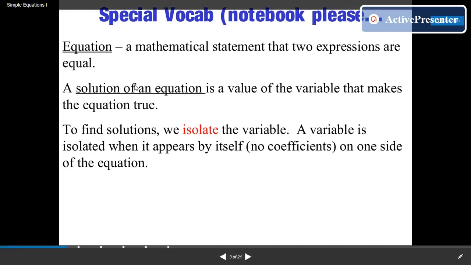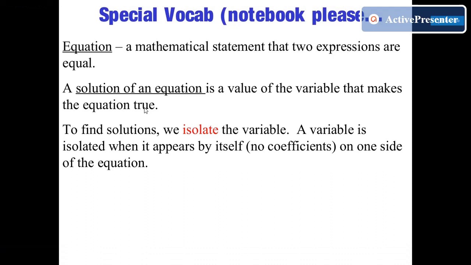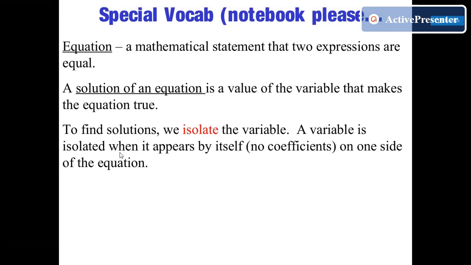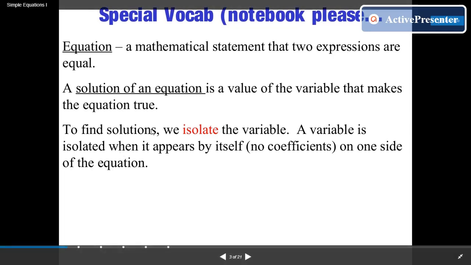A solution of an equation is a value of the variable that makes the equation true. That means this variable has a value. What is the value? After you do subtraction, division, multiplication, or addition. To find the solution, we need to isolate the variable, guys, okay? A variable is isolated when it appears by itself. That means no coefficients, no addition, no number, no subtraction, nothing. Just a variable by itself.